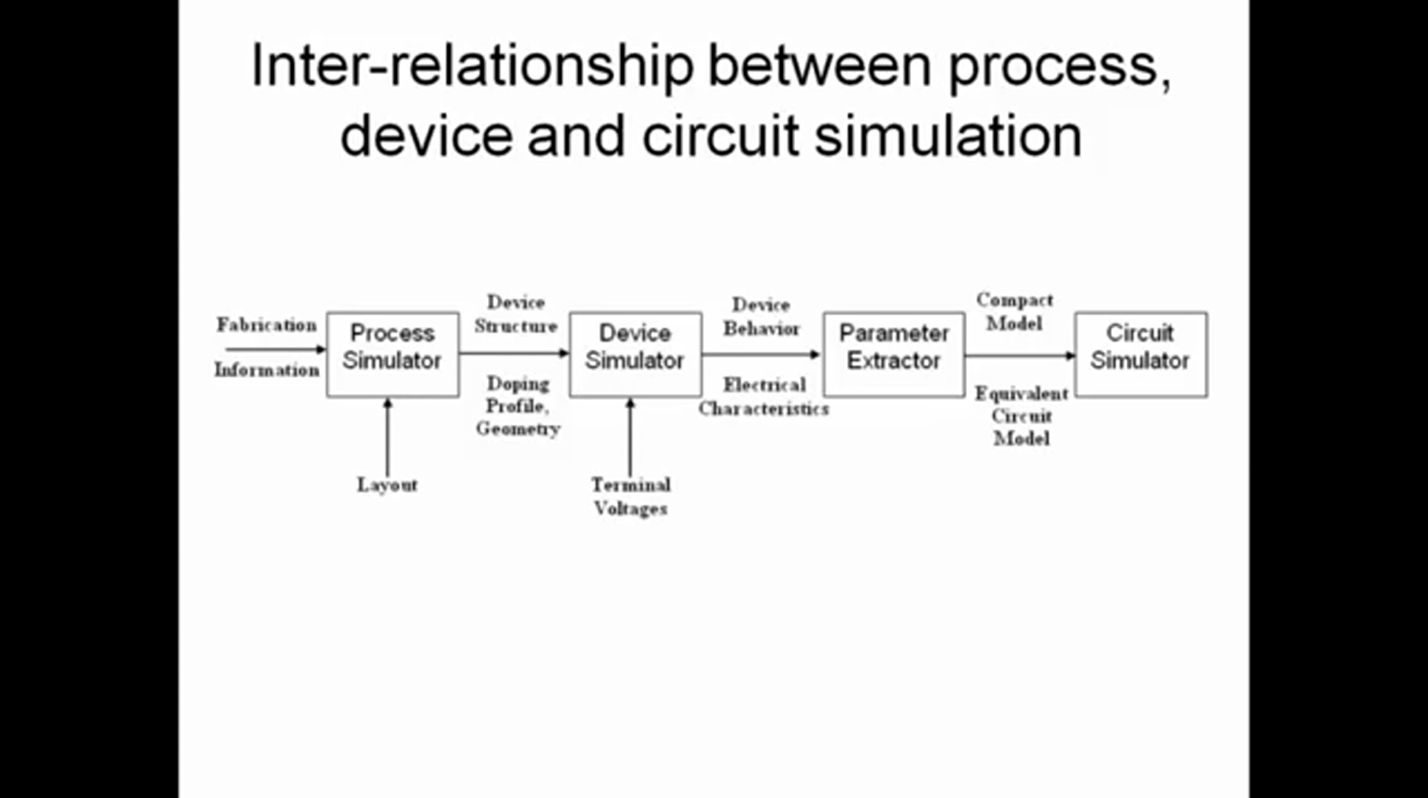Then very often a parameter extractor is used, which will help you extract the parameters which can be used in the compact model, which is very often used in the circuit simulator. The circuit simulator as such will contain many devices, but the device models used in device simulation and in circuit simulation are different. The device model used at the circuit simulation level is known as the compact model. Another name for it is the SPICE model, SPICE being one of the most popular circuit simulators employed.